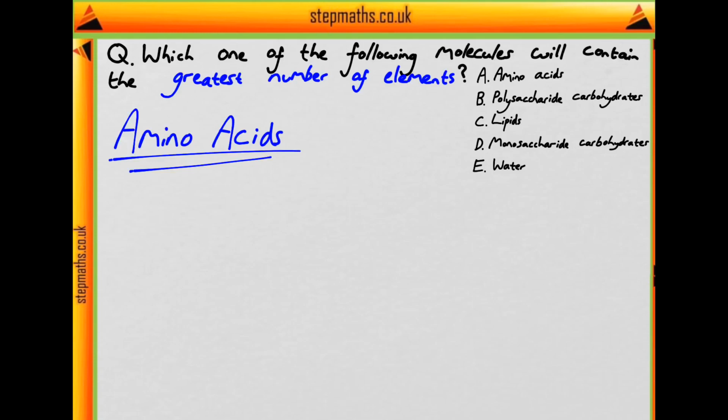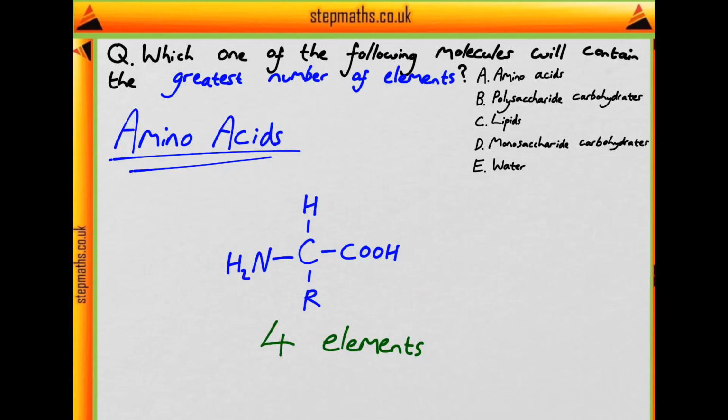So what is the general displayed formula for an amino acid? This. So we can see it's a central carbon atom with a hydrogen atom attached, a carboxyl group, an amino group, and this R group. And this R group can be a number of things depending on what amino acid it is. And so we can see that this has 4 different elements composing it. That is hydrogen, carbon, oxygen, and nitrogen. Amino acids therefore have at least 4 elements, as other elements could be involved in this R group, for example, sulfur in cysteine.